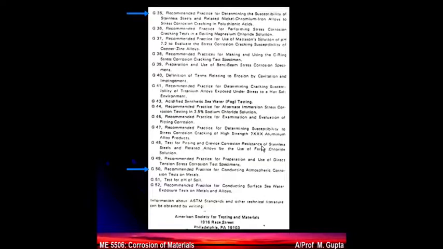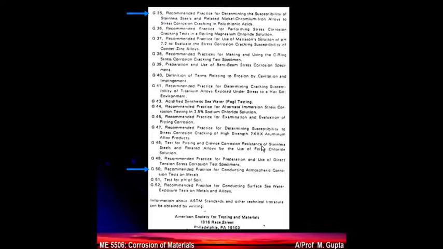And if you look at G34 at the bottom, you will see that it is the one for exfoliation corrosion in 7000 series alloys, which are wrought aluminum alloys used in defense applications. Similarly, on the top is the recommended practice for determining the susceptibility of stainless steel and nickel-chromium-iron alloys to stress corrosion cracking in polythionic acid. So it's specific to polythionic acids.